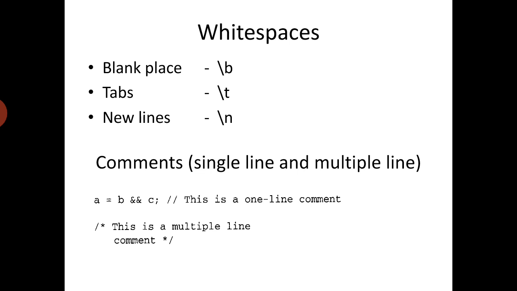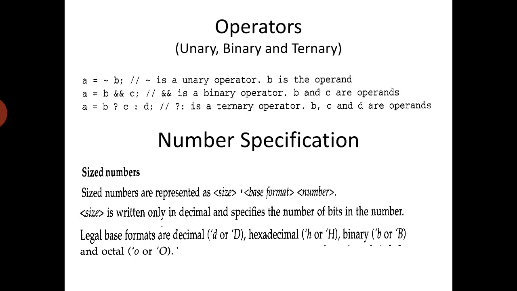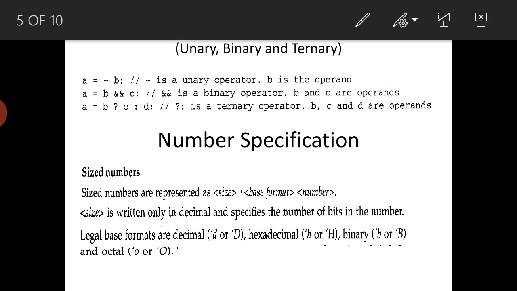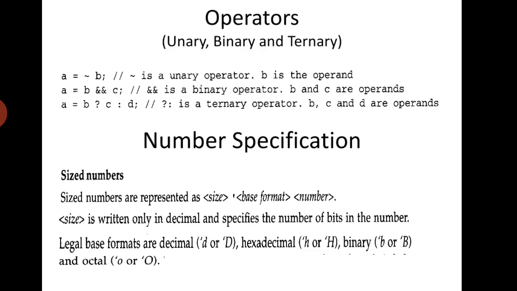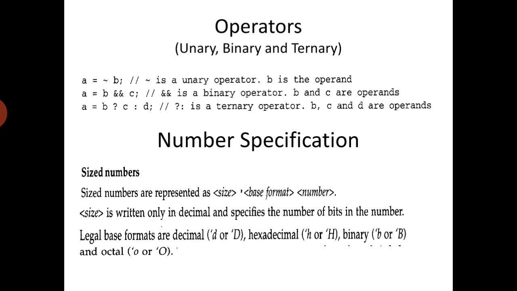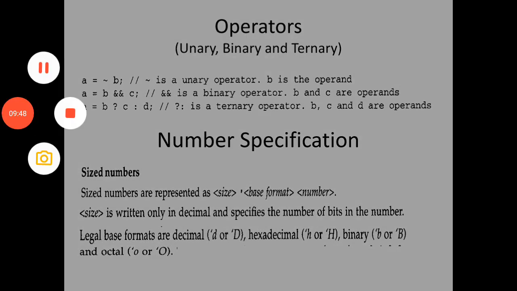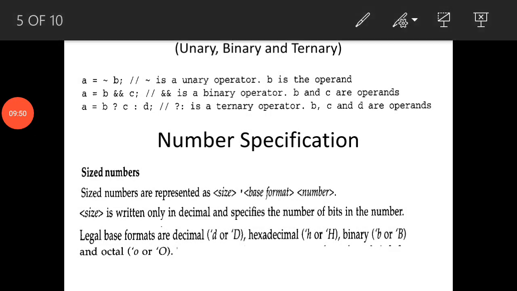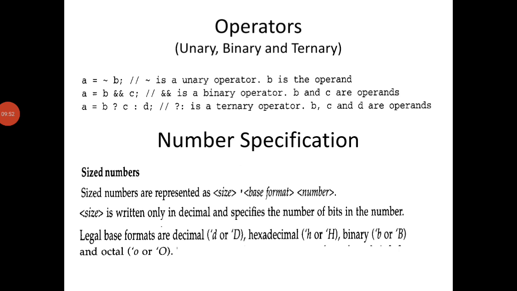The next one, the operators. In HDL we'll see operators in detail later in subsequent chapters, but here we are briefing what lexical conventions we use in HDL code. In the operators there are 3 types.